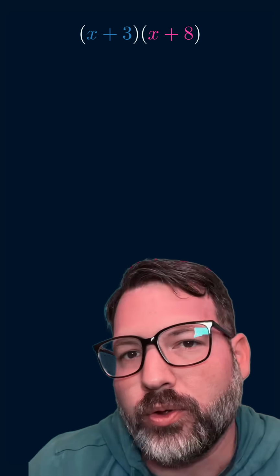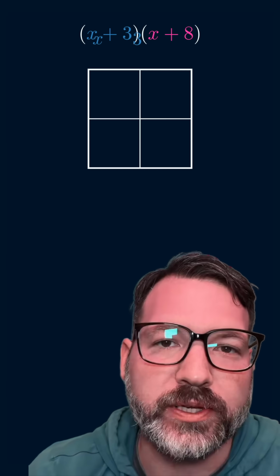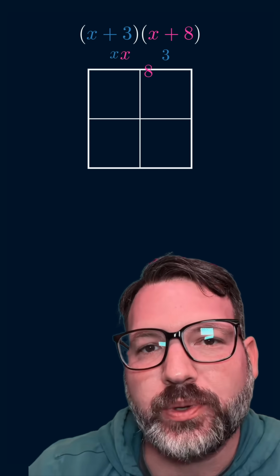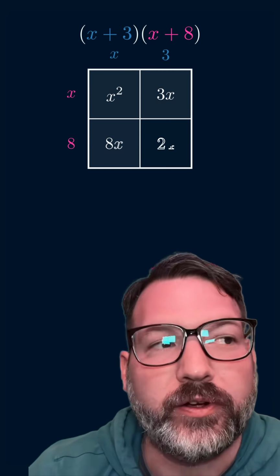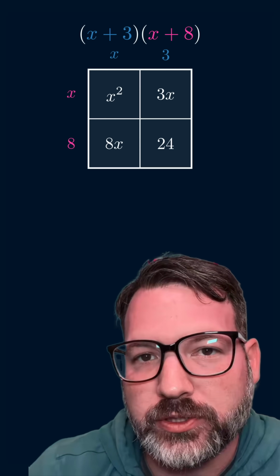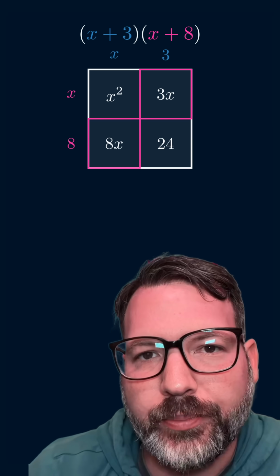Using the area model, or what I'll just call the box method, we would have laid it out like this. x plus 3 across the top of our box, x plus 8 down the side of our box, and then we would have multiplied all of these terms together as if we were finding the area of a bunch of rectangles. The only trick is figuring out what fills in these other two boxes.